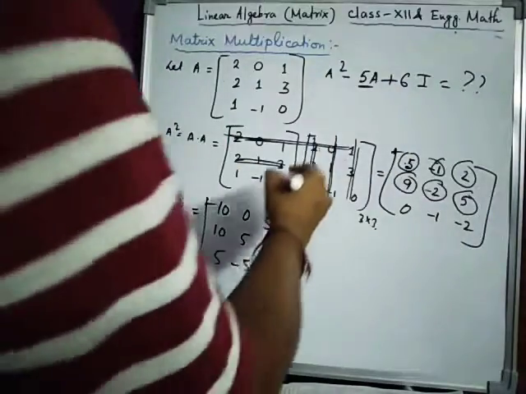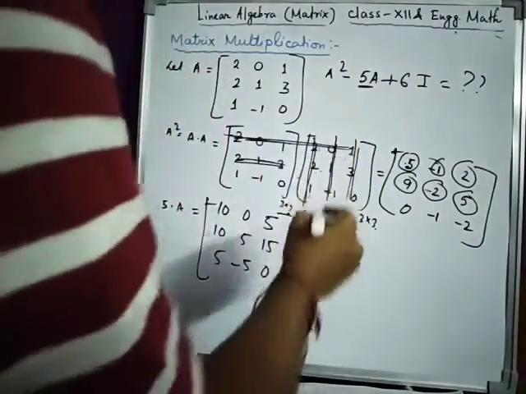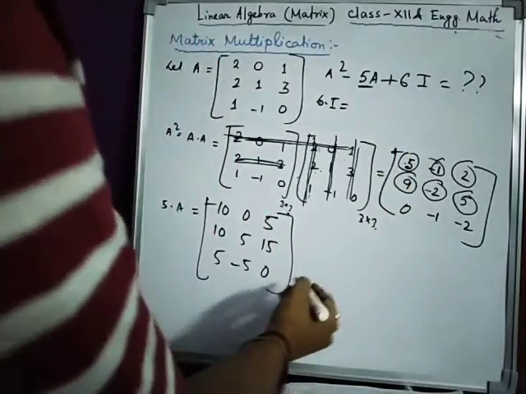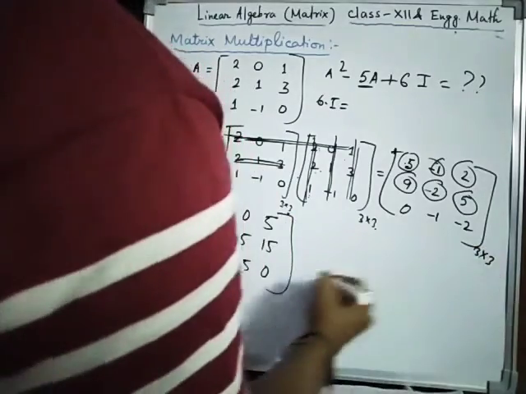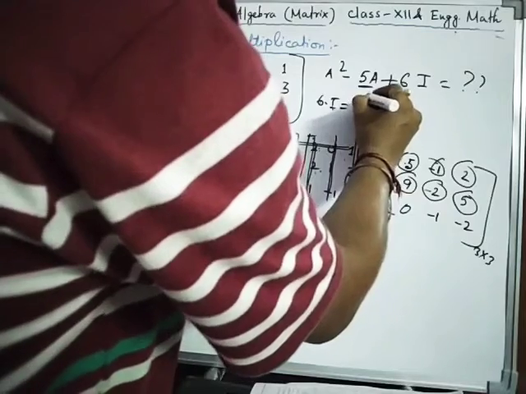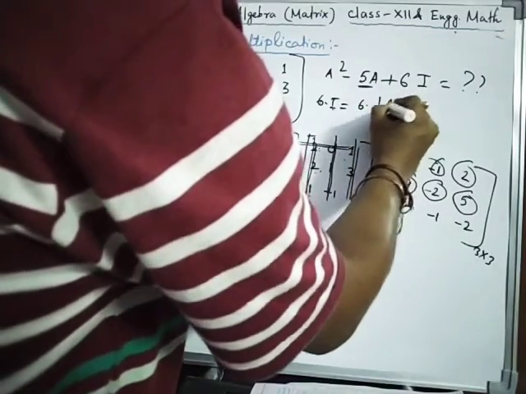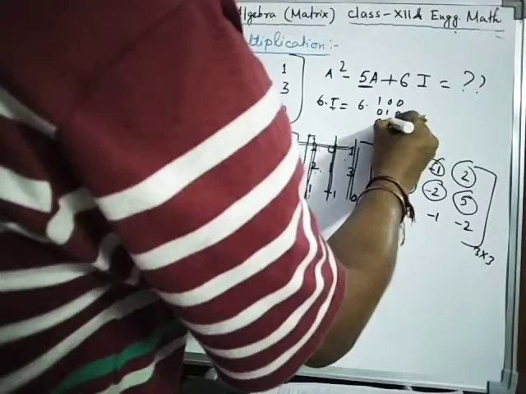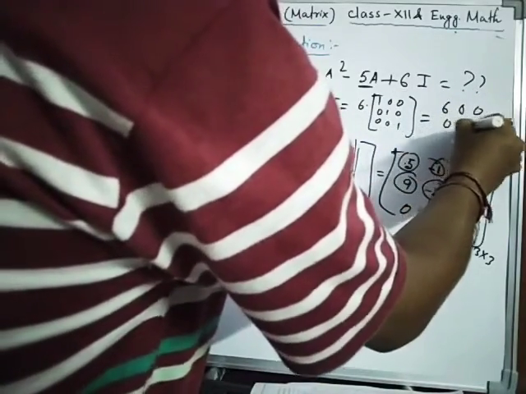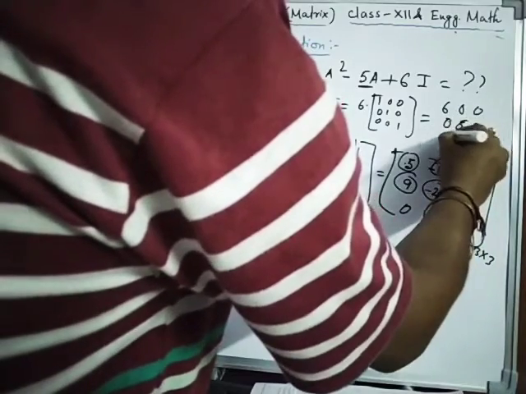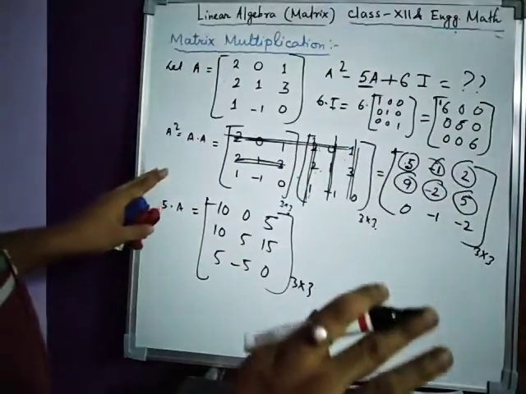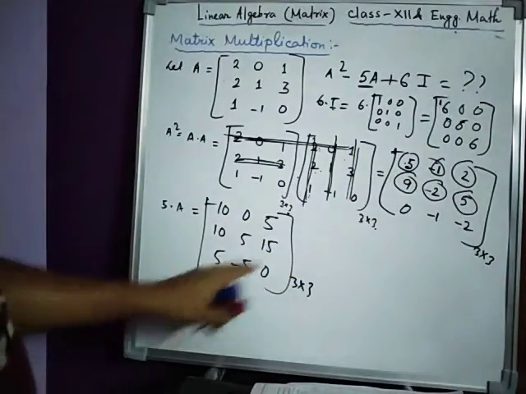Now 6I. Please remember 6 into I means identity matrix. Here all the matrices are 3 cross 3, so you have to take I also as 3 cross 3, meaning 6 into 1 0 0, 0 1 0, 0 0 1. So 6 0 0, 0 6 0, and 0 0 6. This is 6I. So three matrices have already been found: A square found, 5A found, 6I found.